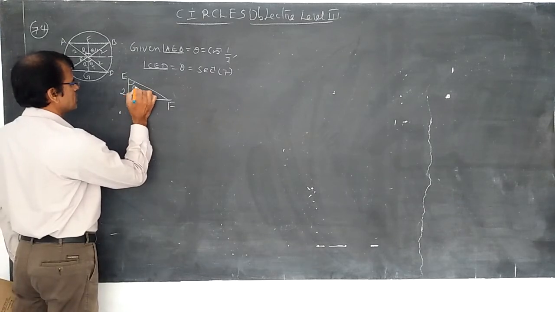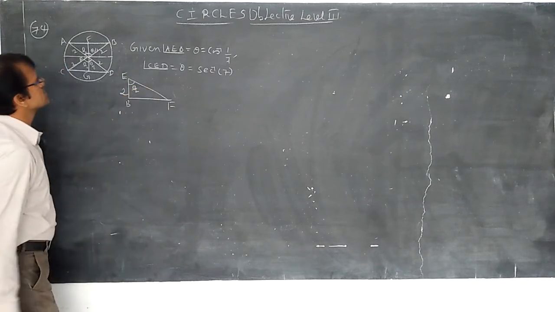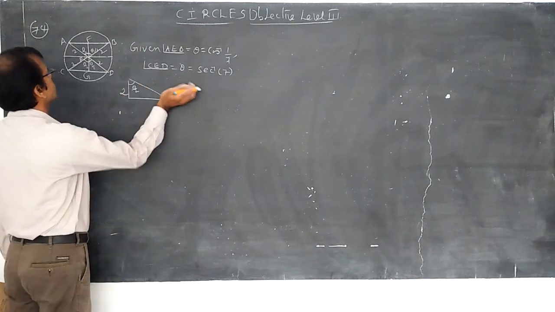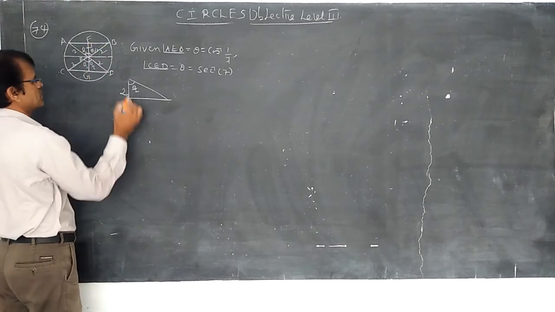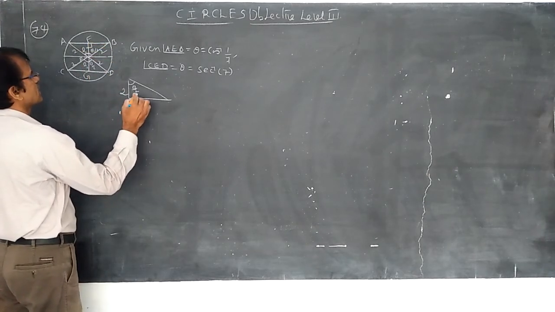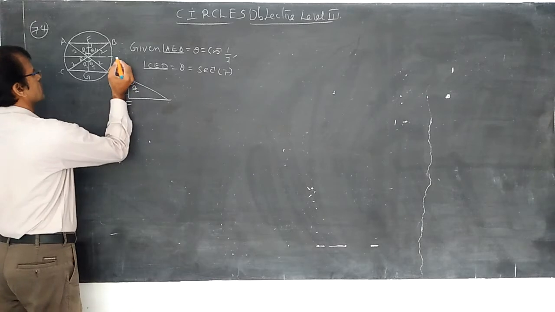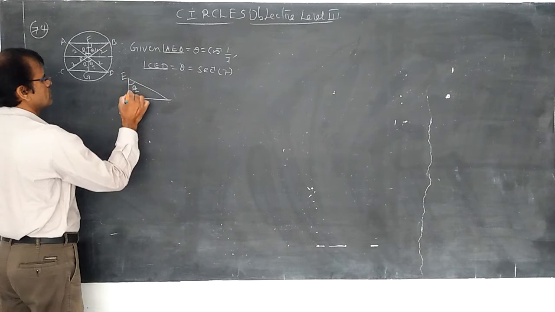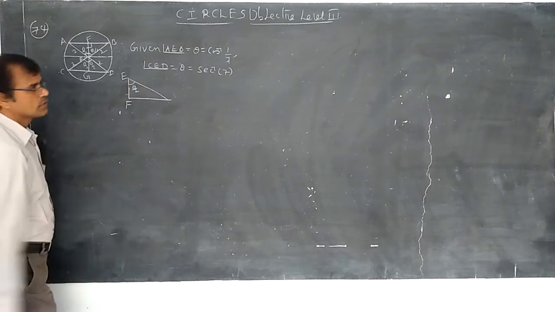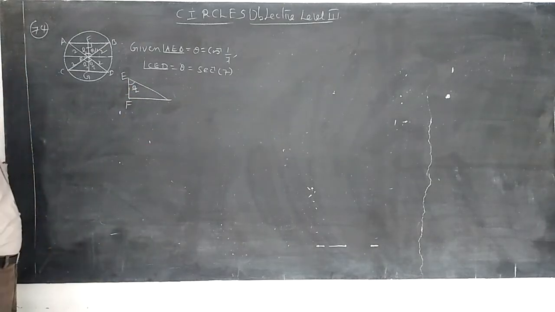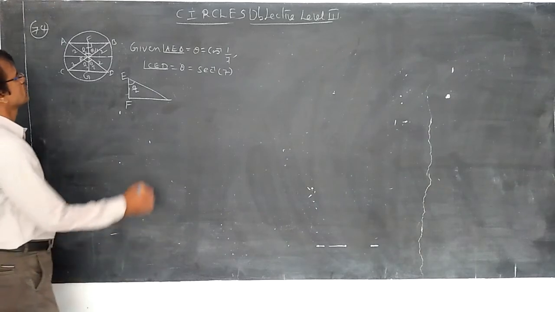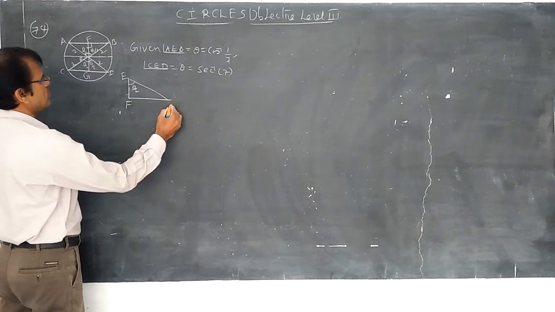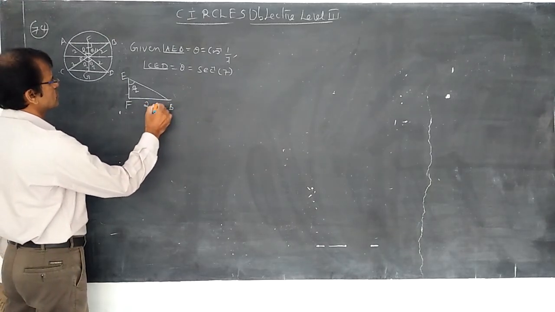This is theta by 2 at E. At F it is a right angle. Like this you write. EF we don't know, EF we should calculate. But the radius EB is 2.